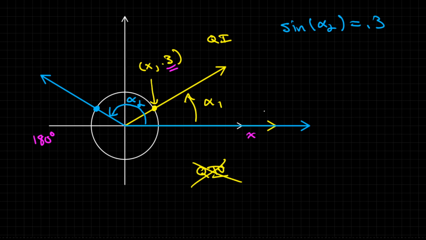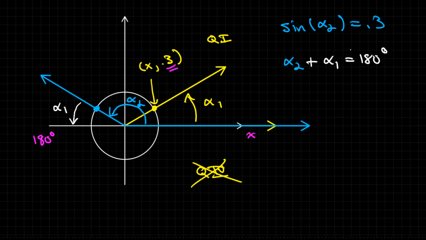I've said that there's this alpha 2 that has sine of alpha 2 equals 0.3. How do I figure out what it is? Well, if you look at my drawing long enough, then it would become clear to you that the reference angle for alpha 2 is alpha 1. And so if you go around by alpha 2 and then go a little bit more by alpha 1, the reference angle, you get to 180 degrees. So alpha 2 plus alpha 1 equals 180 degrees.